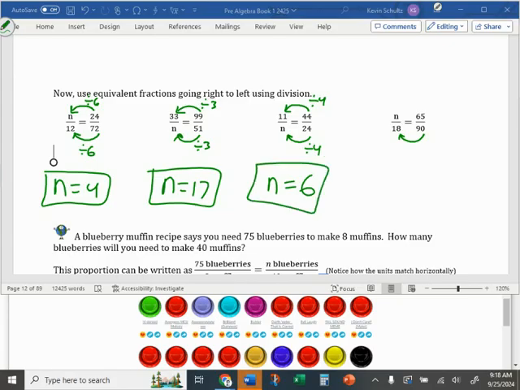Okay, good. Last one, 90 to 18. What'd you divide by, Claire? 5. Divide by 5, which means we have to divide up top by 5 as well. 65 divided by 5 equals 13. So N is 13. Okay? Questions on those 4?